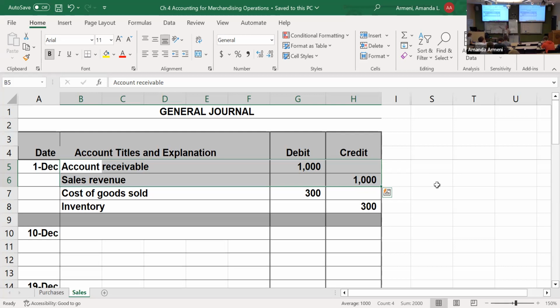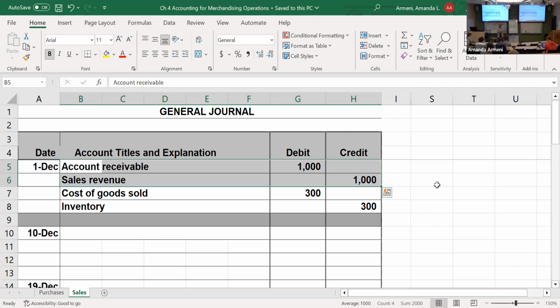So if I charge the customer $1,000, but it actually only cost me $300 to get those goods myself, what's my profit on that transaction? $700, right? I sold it for $1,000. It only cost me $300 to actually get it in the first place. My gross profit is $700. We'll talk more about that when we look at that income statement.